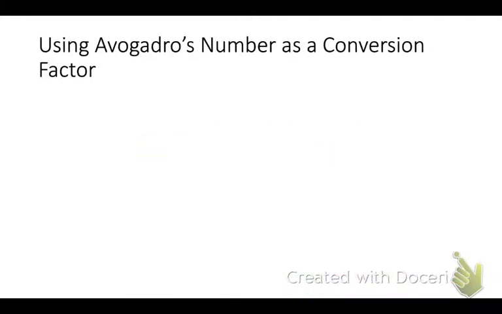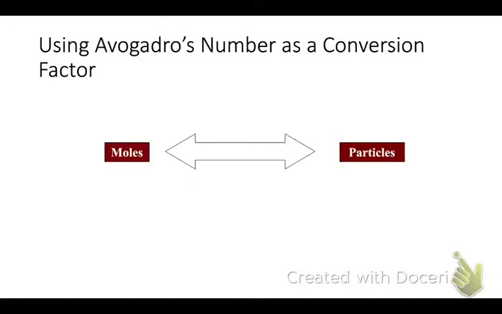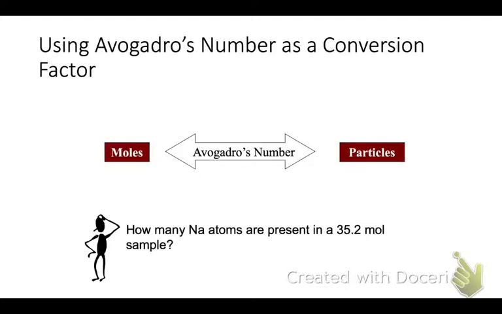Using Avogadro's number as a conversion factor: if you go from moles to particles and vice versa, particles to moles, you will need the Avogadro's number conversion factor. Let's look at an example. How many sodium atoms are present in a 35.2 mole sample?